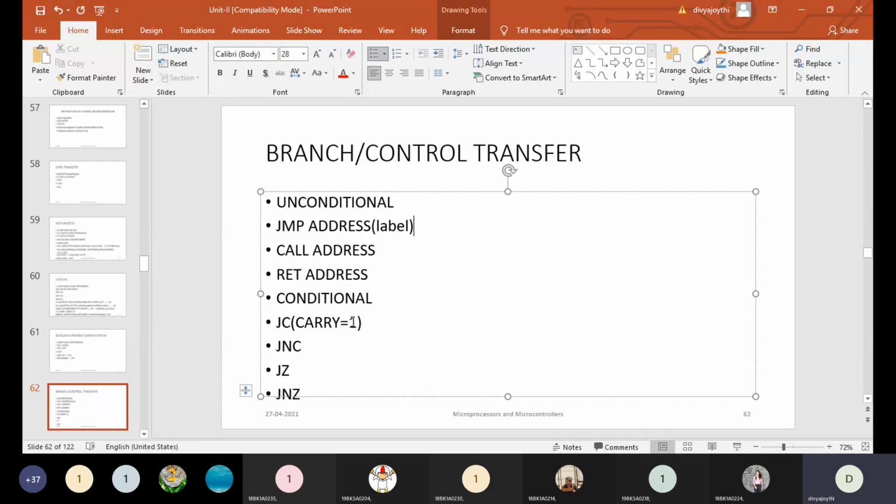So JC means jump if carry is equal to 1. JNC, jump if carry is not 1. JZ, jump if zero, JNZ, jump if non-zero. So these are all. What about the instruction set of the 8051 microcontroller? There are many similarities, but only very few differences between the instruction set of 8051 microcontroller and the instruction set of 8086 microprocessor.